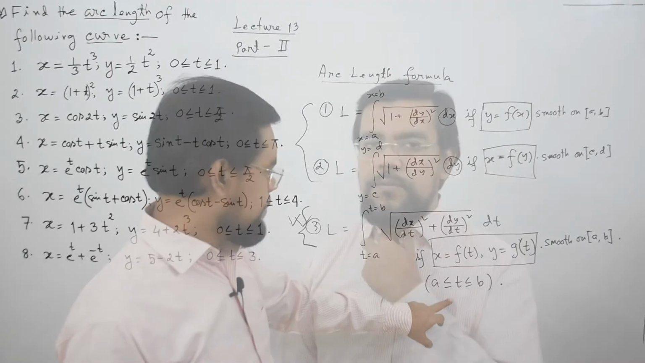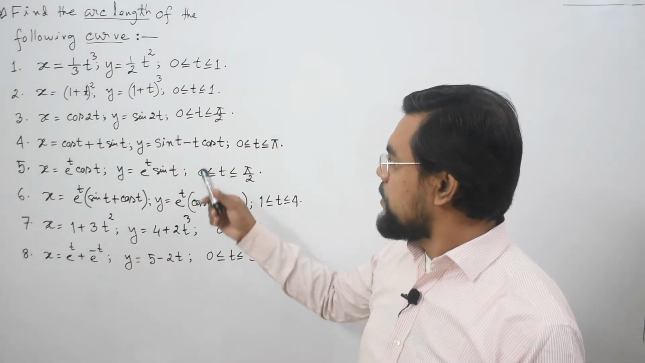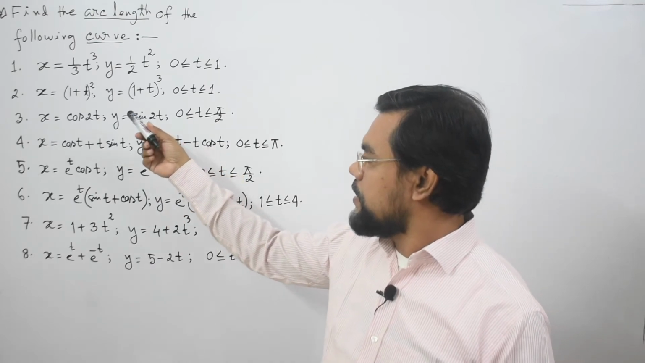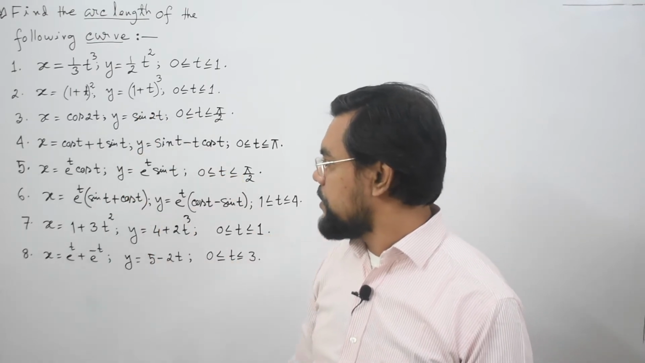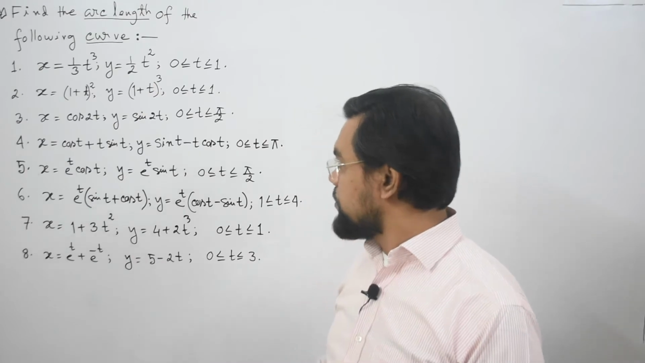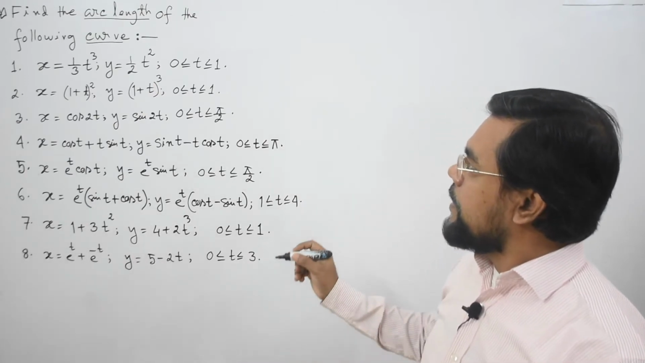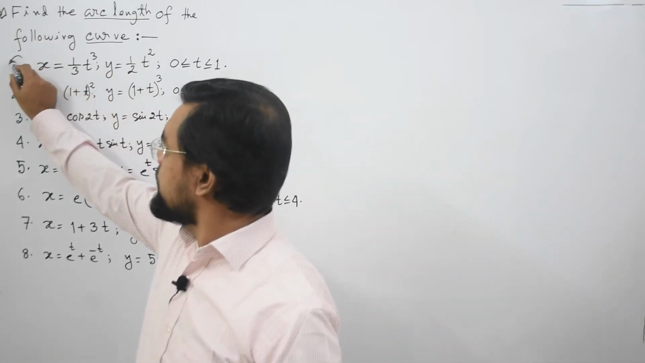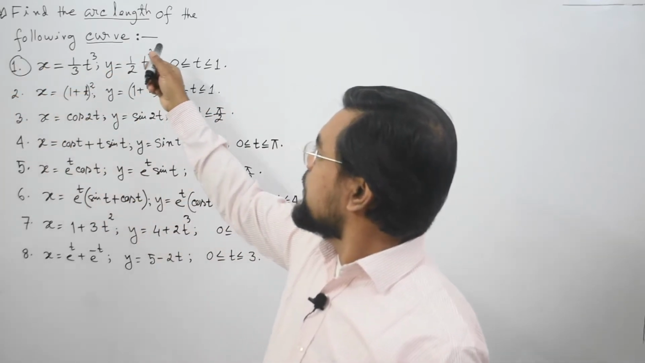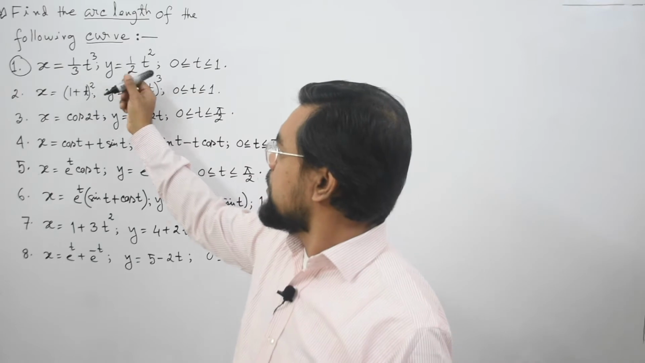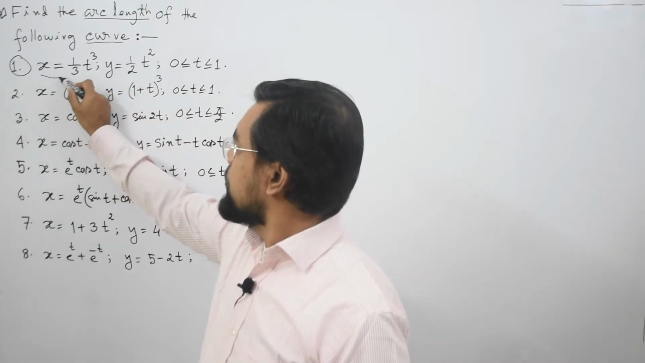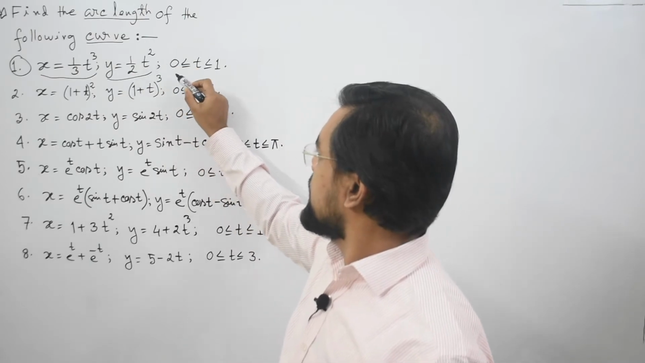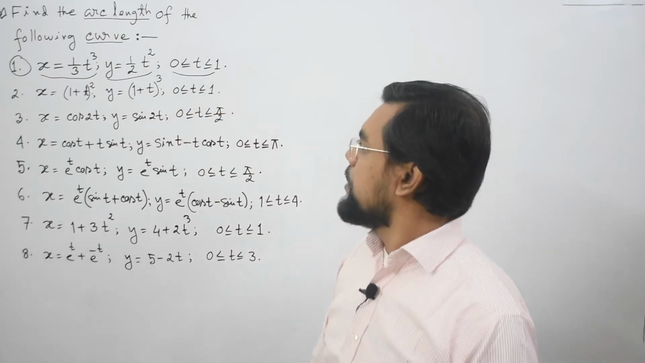this interval a to b. So now let us try to solve some problems using formula 3, and here we have 8 problems. We want to solve these problems in this lecture. Let us solve the first one. It says find the arc length of the following curve where x equal to 1/3 t cubed and y equal 1/2 t squared and t lies from 0 to 1.